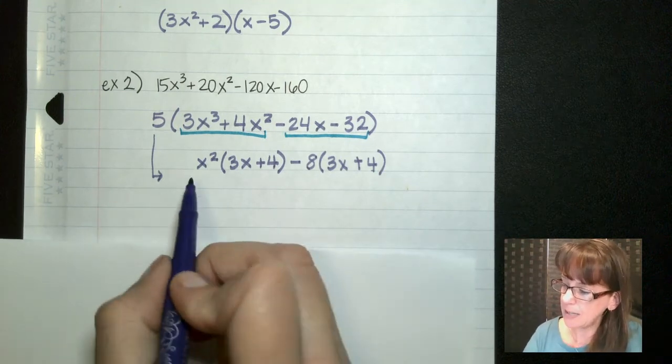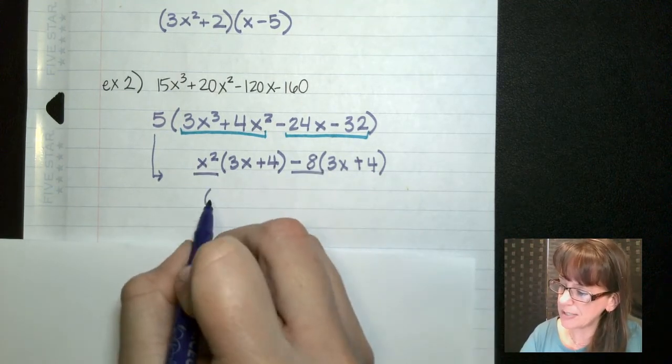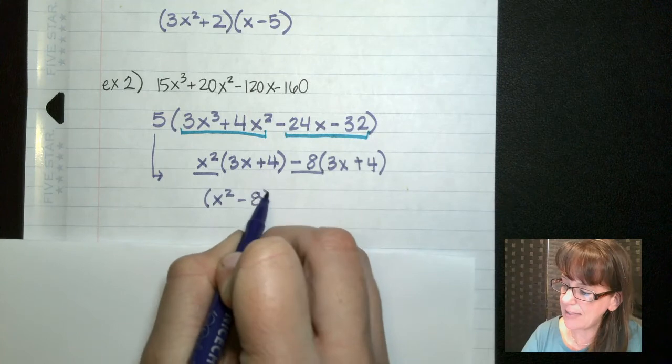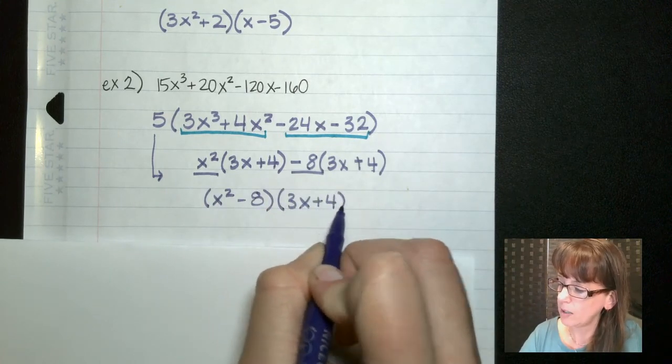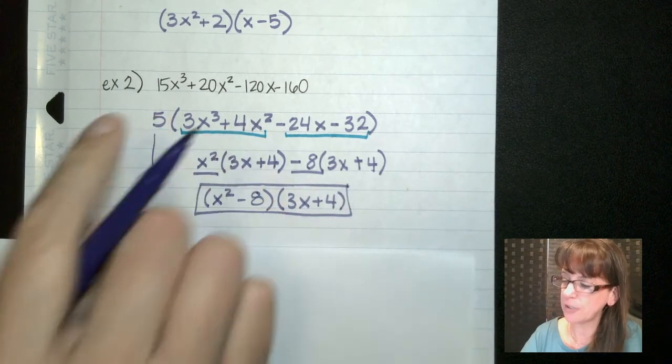All right, with that said, we have our first factor right here, which is x squared minus 8. And then we have our second one, which is 3x plus 4. Kablam, you have just factored this by grouping.